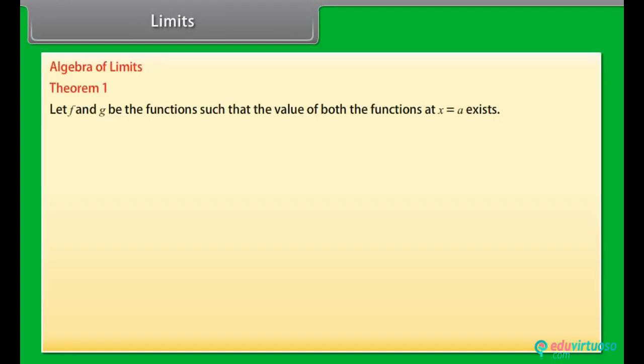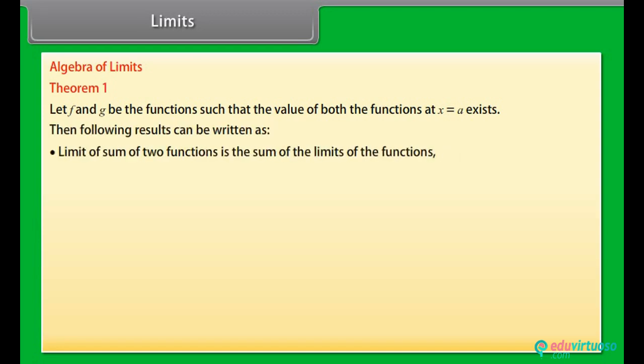Limits. Algebra of limits. Theorem 1. Let f and g be the functions such that the limit of both the functions at x is equal to a exists. Then, the following results can be written as: limit of sum of two functions is the sum of the limits of the functions. Limit x tends to a of f of x plus g of x is equal to limit x tends to a of f of x plus limit x tends to a of g of x.